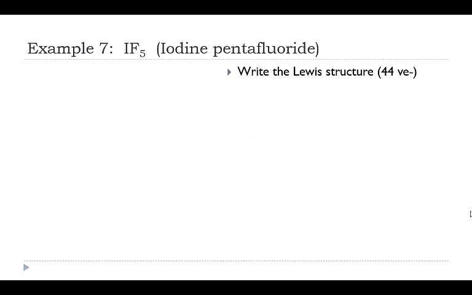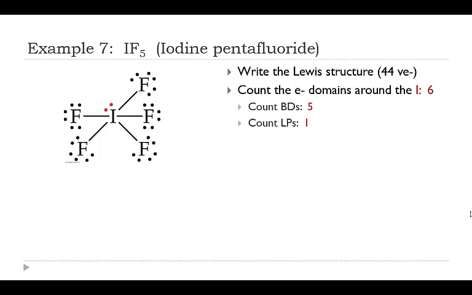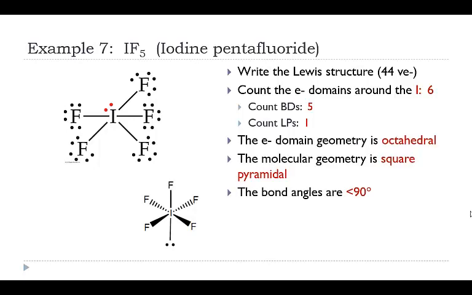Example 7, iodine pentafluoride. We have 42 valence electrons. We write the Lewis structure and it looks like this. Counting electron domains around the iodine, there are 6, 5 bond domains, and 1 lone pair. So the electron domain geometry is octahedral, the molecular geometry is square pyramidal, and the bond angles are slightly less than 90 degrees.